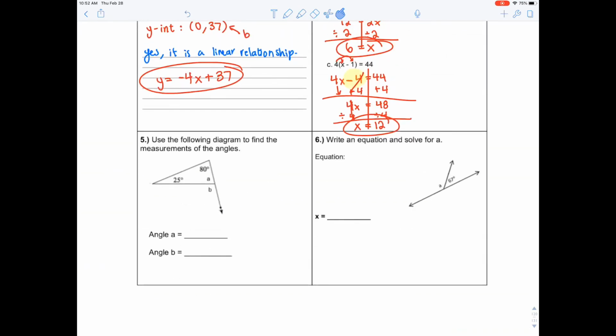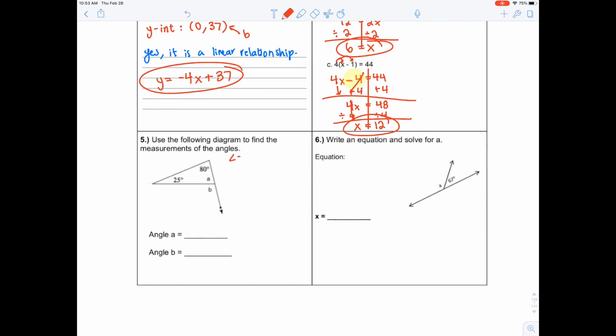Okay. Use the following diagram to find the measurements of the angles. Wow, look at this. Guys, this is a lesson to you that just because we're done with the unit doesn't mean that math is going to go away. Okay. So we're going to review some of this here.